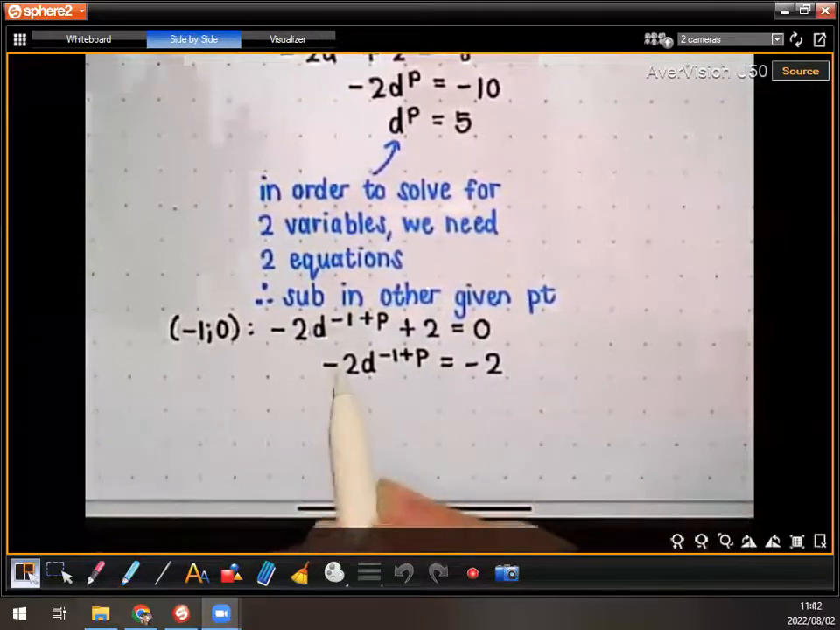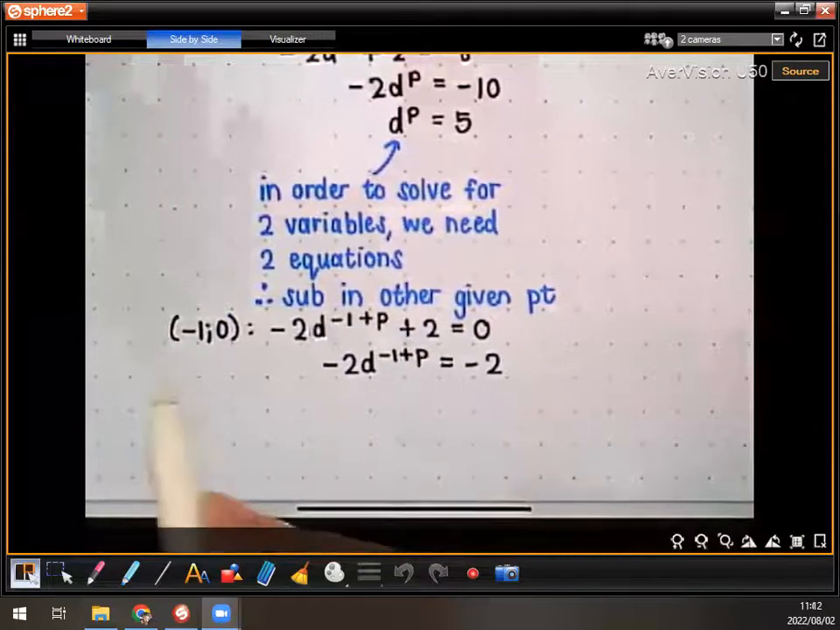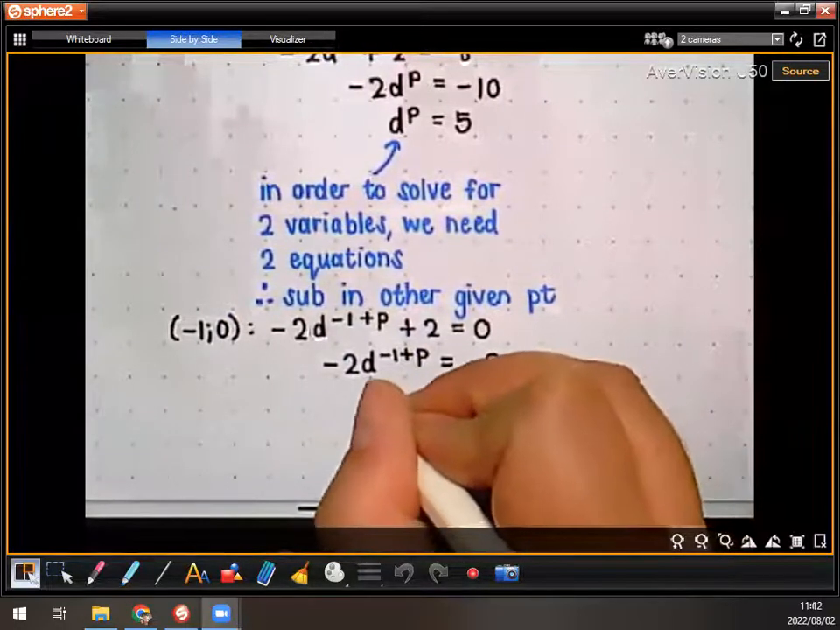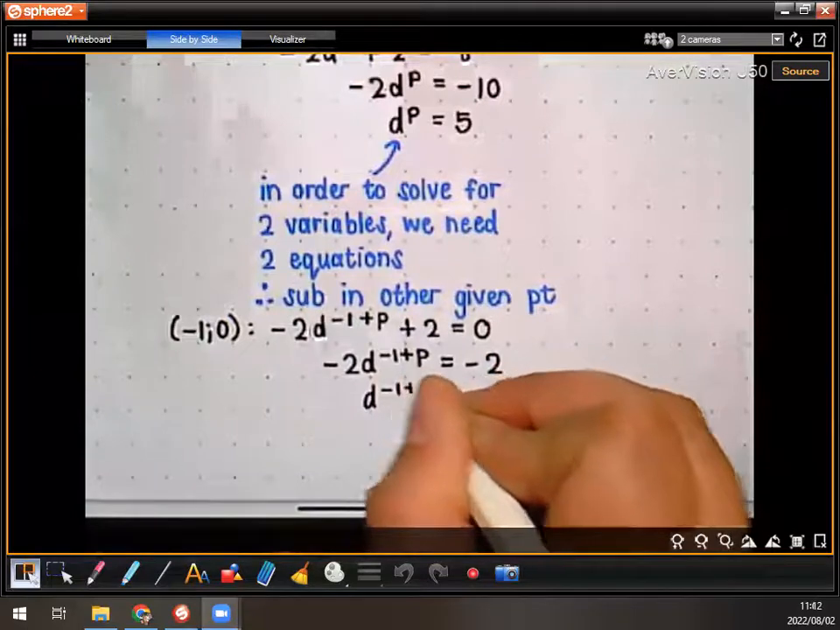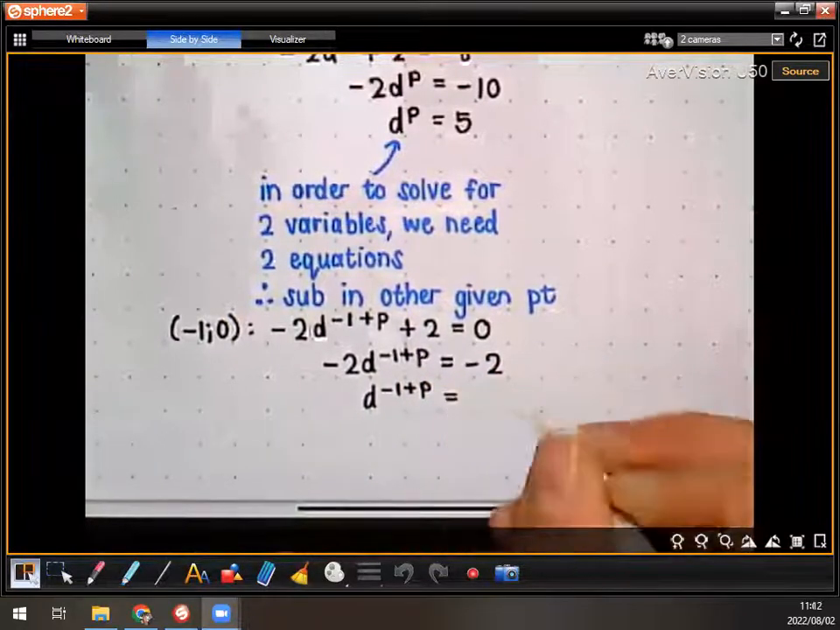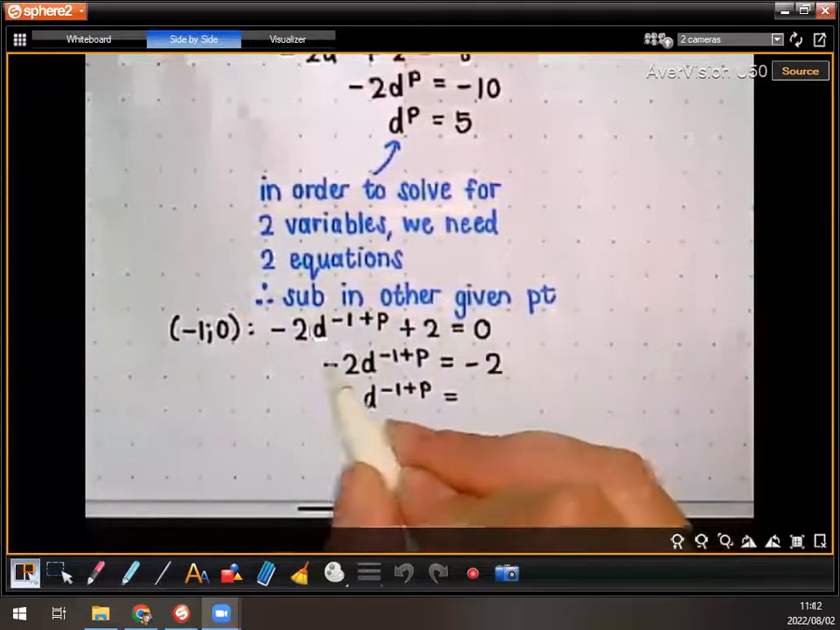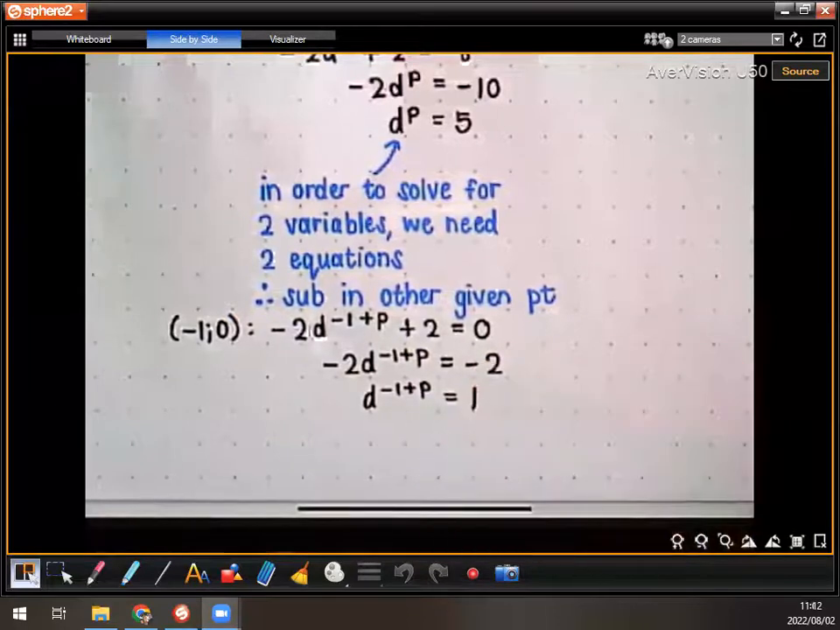What did I do with this -2 here? On the left, I'm multiplying by it. So when I move it, I have to divide by it. So I'm going to say d to the -1 plus p is equal to -2 divided by -2, which is 1.